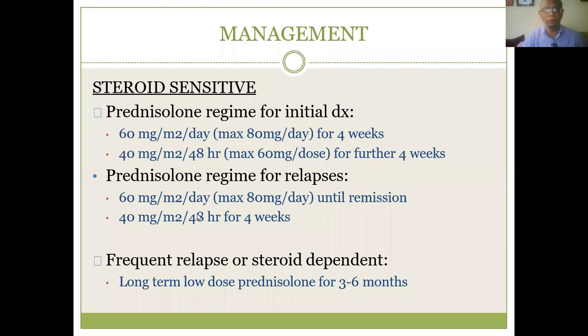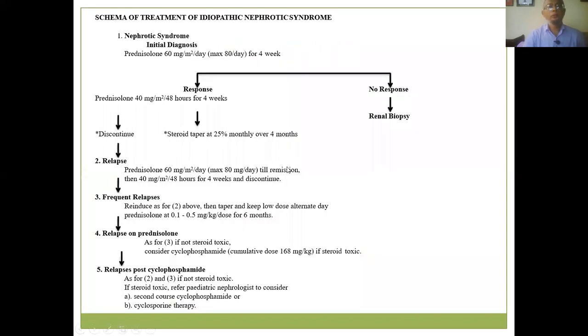dose of prednisolone. But if there is a frequent relapse or steroid dependence, you can prescribe long-term low-dose prednisolone for 3 to 6 months, say 0.25 or 2.5 milligram per kg body weight. You can prescribe it for a more prolonged period, up to 3 to 6 months. So this algorithm is very important. You should note it very carefully.